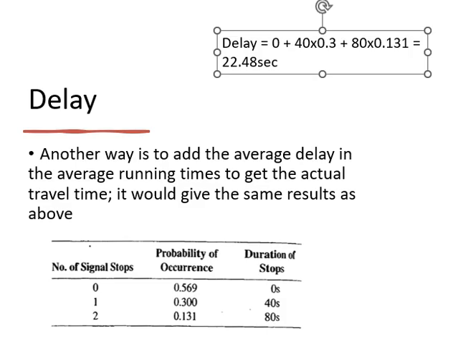Okay, so either you measure the running time and travel time separately, so you can know the delay exactly, or if you have the percentages, the chances, the probabilities of having the delay, you can do something like this.